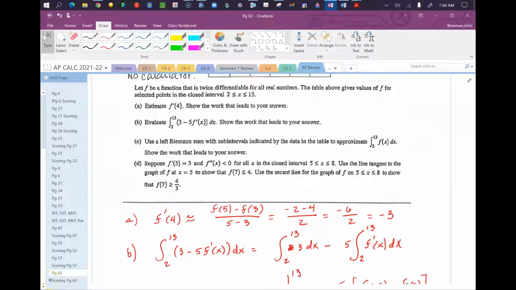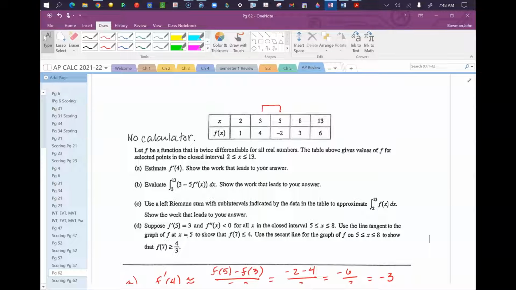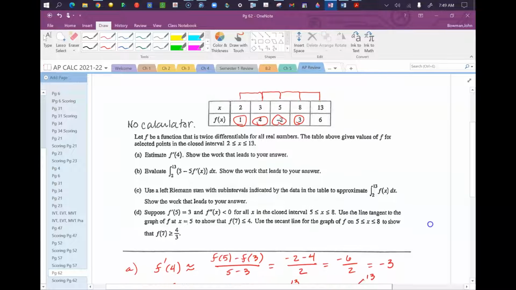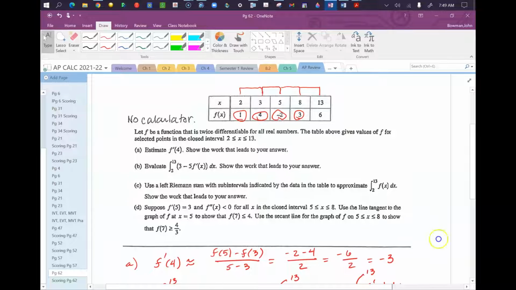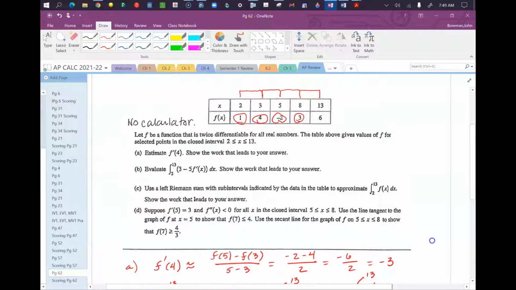Alright, let's take a look at C. Use a left Riemann sum with subintervals indicated by the data in the table to approximate the integral from 2 to 13 of f of x dx. Show the work that leads to your answer. So, use a left Riemann sum. So we are going to form rectangles, and we are going to use the height of the function at the left-hand side of the rectangle to determine the value that we're going to use. And we're going to have 4 rectangles.